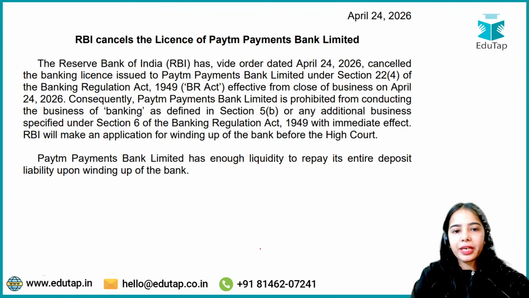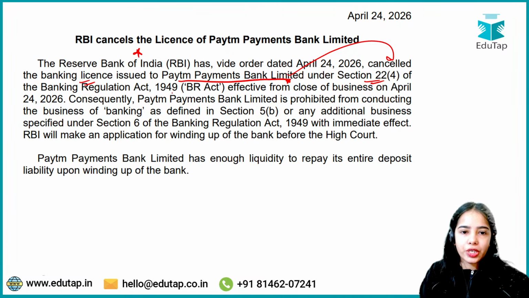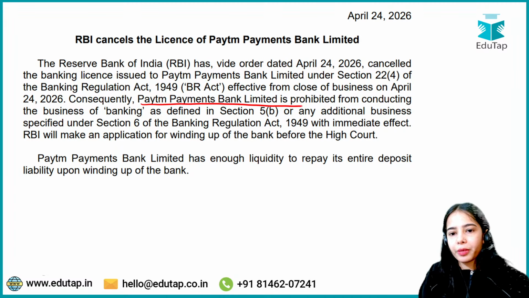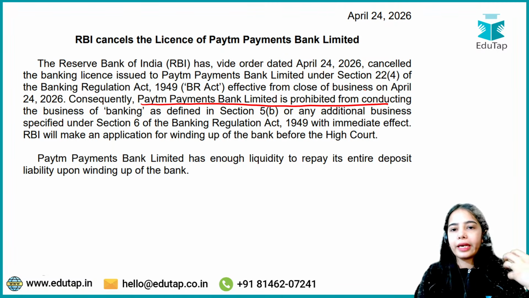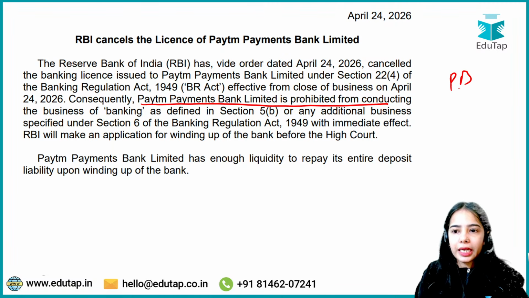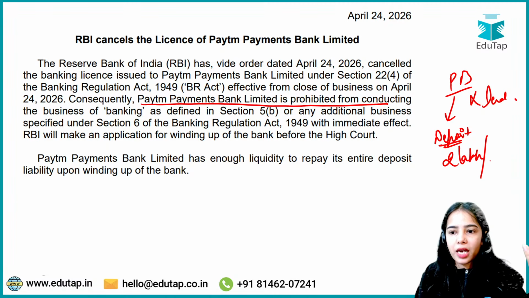Now coming to the RBI cancelling the license of Paytm Payments Bank Limited. What has happened is that the RBI, through its order, cancelled the banking license issued to Paytm Payments Bank Limited under section 22(4) of the Banking Regulation Act 1949. Consequently, Paytm Payments Bank Limited is prohibited from conducting the business of banking. That means it cannot collect any deposits. Payment banks are not allowed to lend money, but they are allowed to take deposits up to 2 lakh per customer.